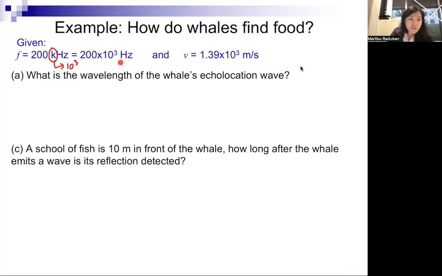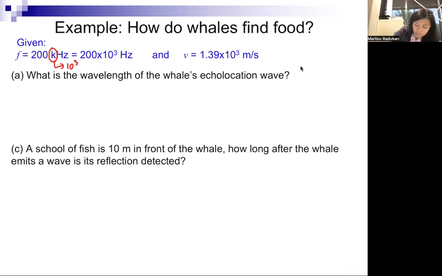Right, so be very conscious of those prefixes. You'll often see them in waves, especially the wavelength can be very small, in nanometers. So just be conscious of those prefixes and make sure that you convert them to the correct equivalent number. Okay, so 200 kilohertz means 200 times 10 to the 3 hertz. We're also given the speed, 1.39 times 10 to the 3 meters per second.